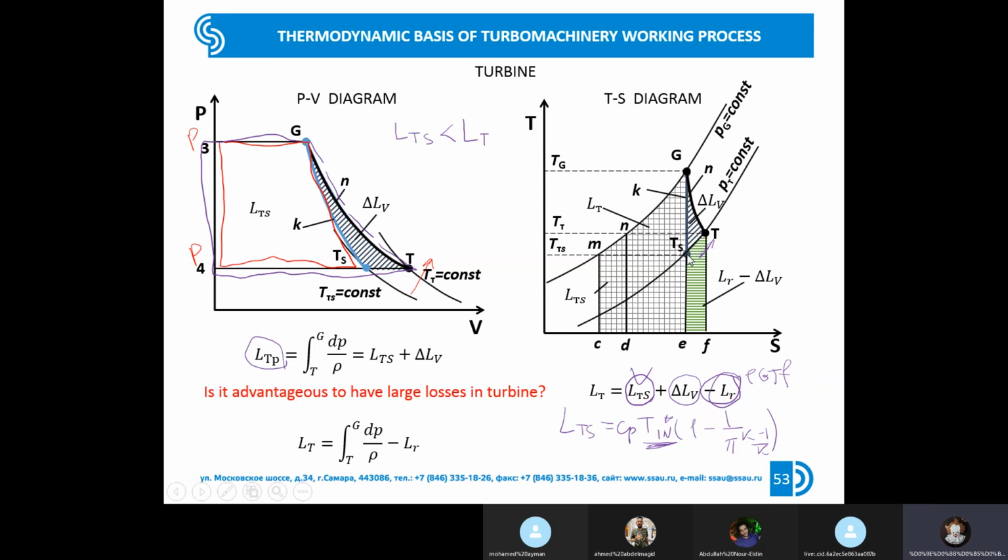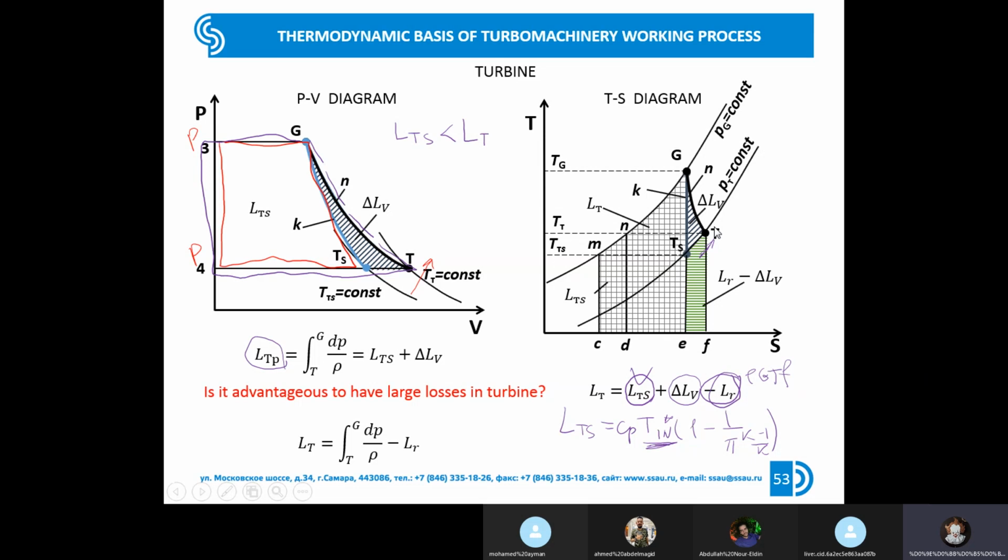The area of the triangle TSGT, like in the previous case, is the specific work which we are returning back to our process. So that's why in reality we lose only the green area. First we spent energy EGTF to overcome losses, but the upper triangle will be returned back to our process. That's why in reality we lose only the green area ETSTF.